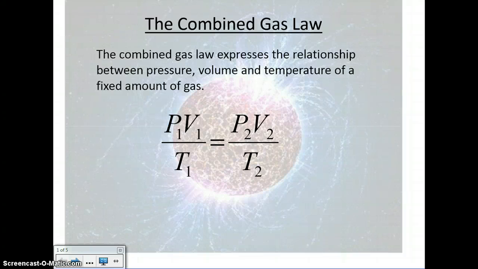Okay, in this podcast, we're going to talk about the combined gas law. The combined gas law helps us figure out the relationship between pressure, volume, and temperature of a gas. Here is the combined gas law. You see it has P1 V1 over T1 equal P2 V2 over T2.